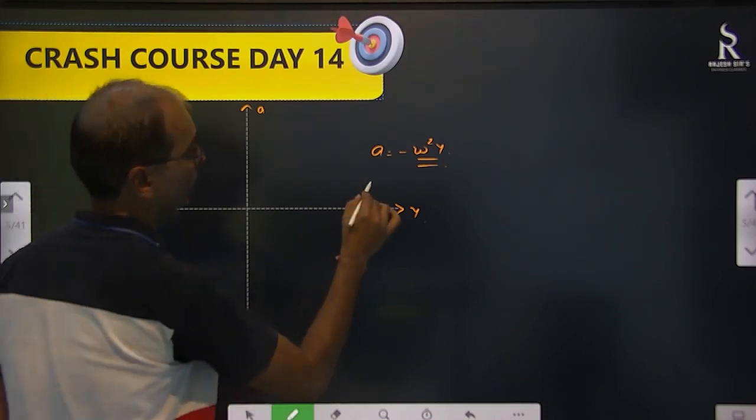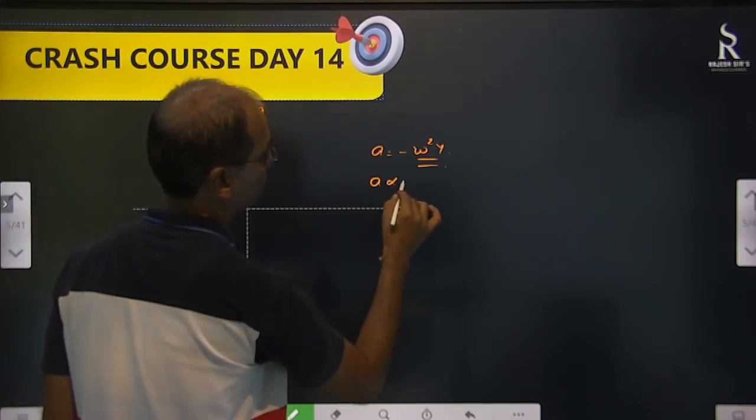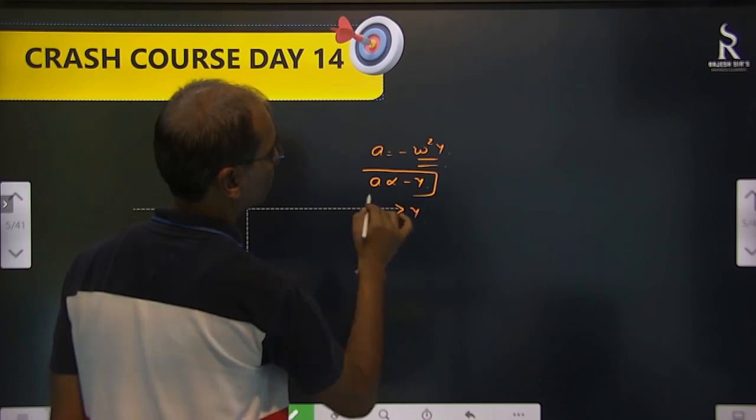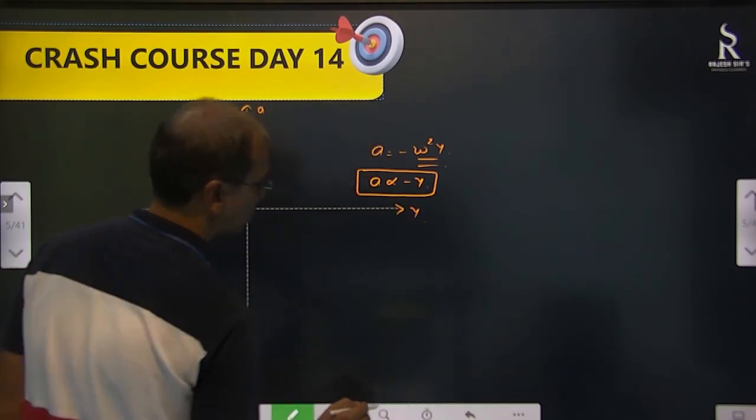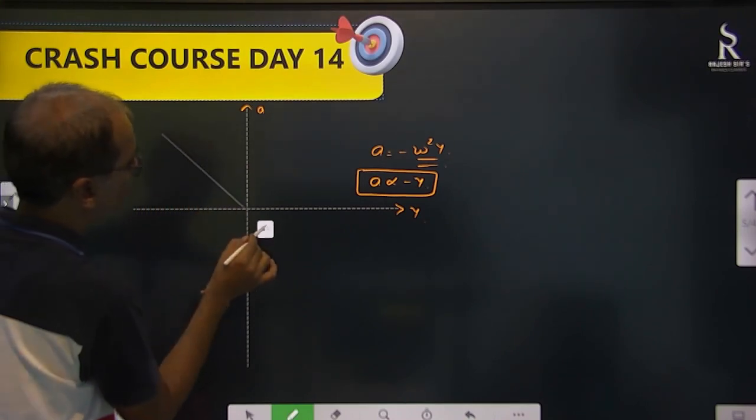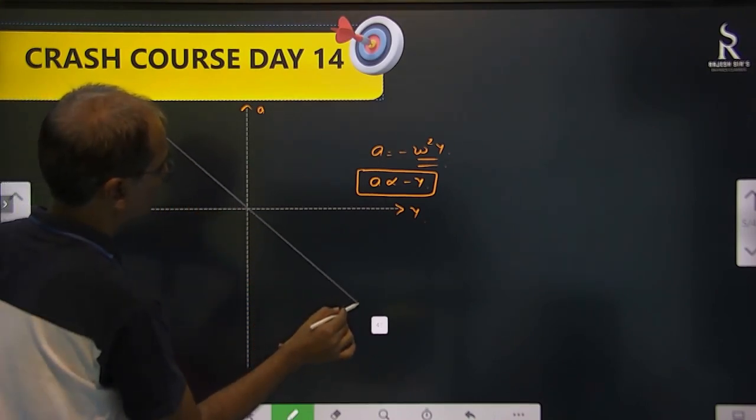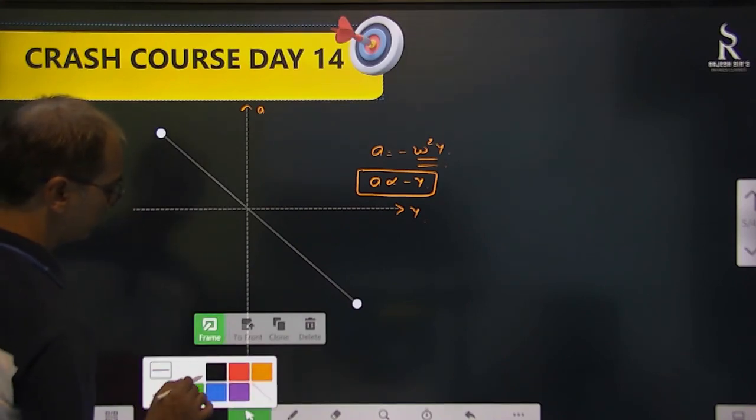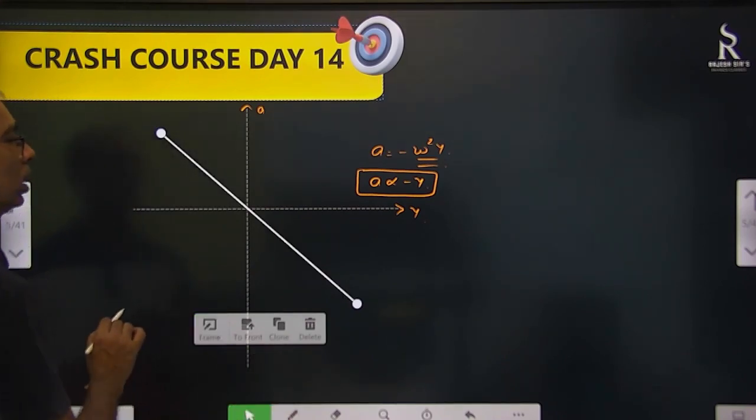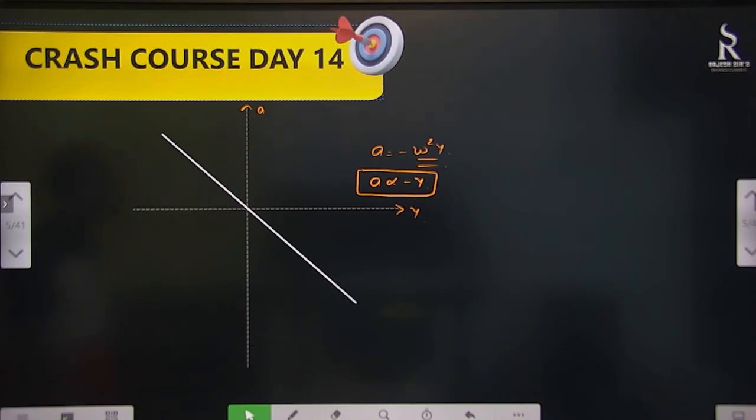And there is a direct proportionality because omega is constant. So how will that be? It will be like this, passing through the origin. Something like this. This is the graph: acceleration equal to minus omega square y. Right? The acceleration and displacement graph. So these are the graphs which are related with SHM.